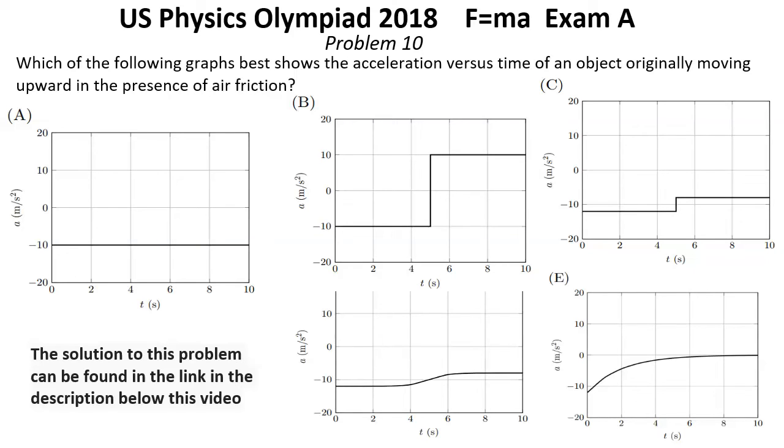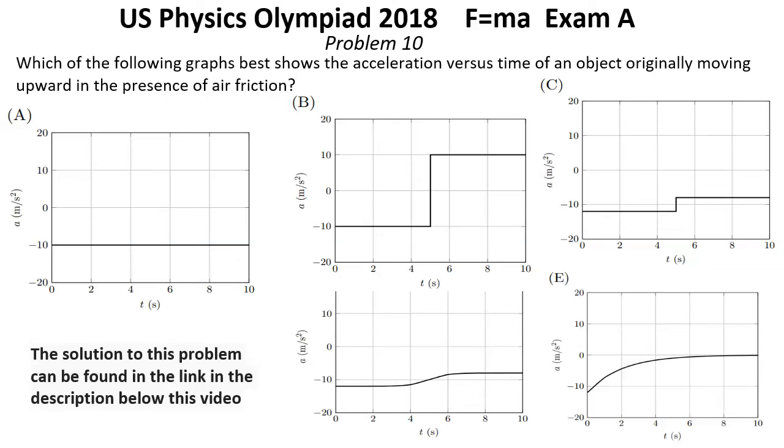Solution for problem number 10. Initially, when the object is moving upward, there are two forces acting on it. That's the force of gravity and also the force of air friction, which is going in the same negative direction. It means that the original acceleration must be less than negative g, which is less than negative 10. And finally, when the object reaches terminal speed, acceleration must approach 0.